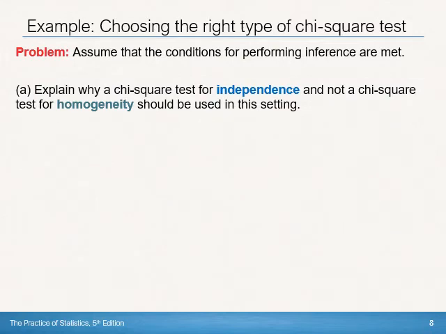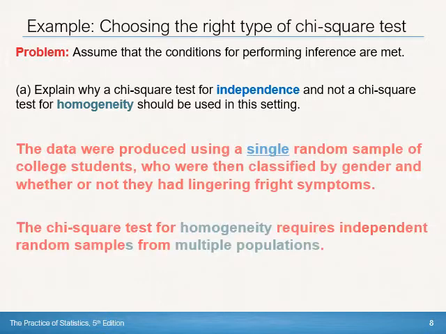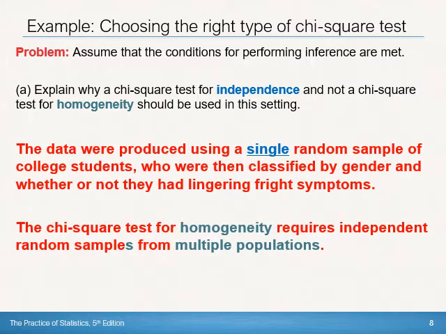All right, so explain why this is a chi-square test for independence and not a chi-square test for homogeneity. Basically, it boils down to the fact that we are using one random sample from one population, and after we collect that data, we then break it up based on gender.